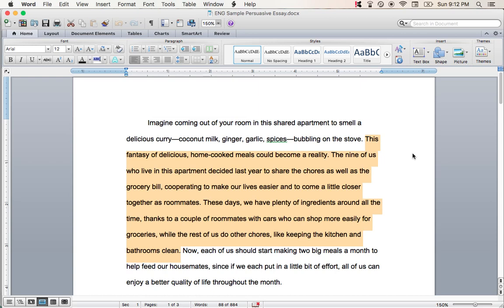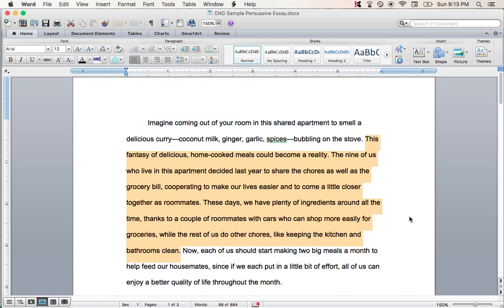Now, do you remember what this middle part of the introductory paragraph is? That's right, it's the background information. It gives you information about the situation in the place where you want to make a change, and it's information that the reader needs in order to understand what comes after it. So this gives you a little bit of background about the apartment and the people who live there and how they've already started to share things and do things together in order to improve their lives.